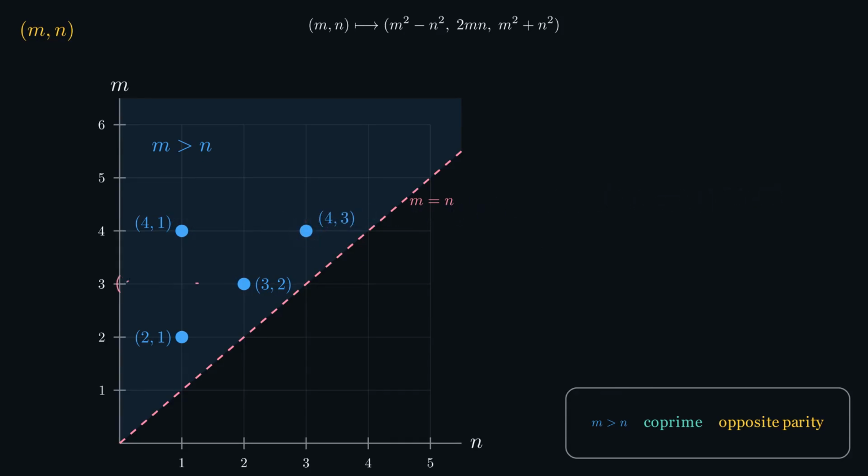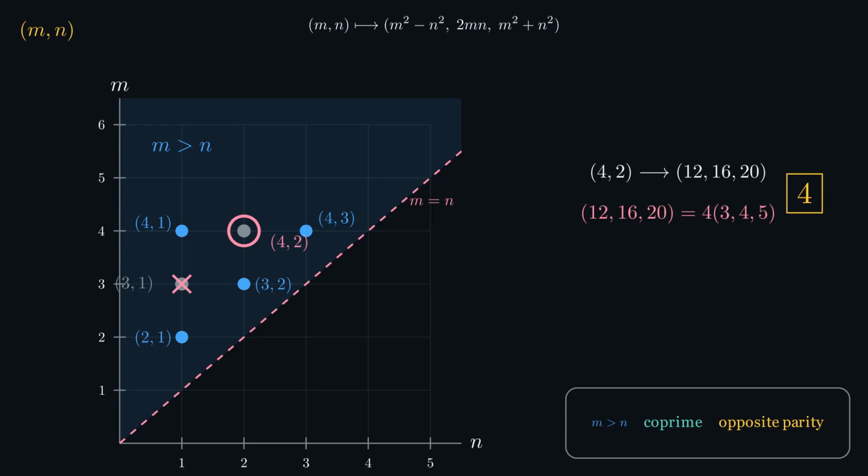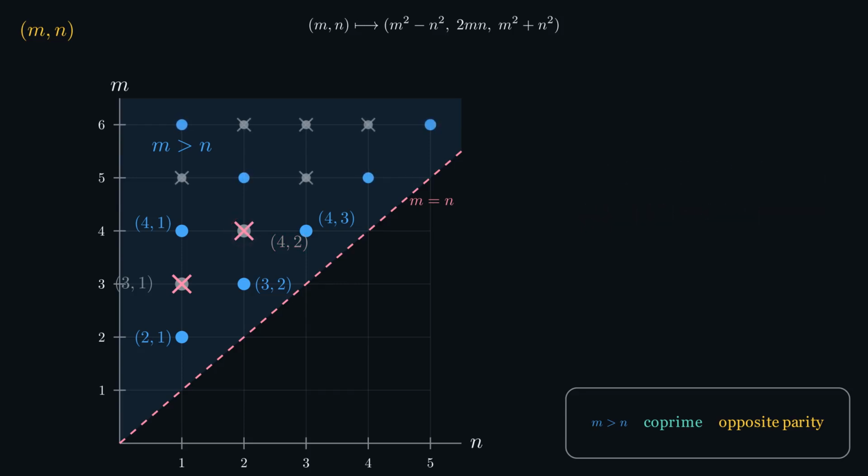Take m equals 2, n equals 1. Good address: coprime, opposite parity. Out comes 3, 4, 5. 3 and 2 gives 5, 12, 13. 4 and 1 gives 15, 8, 17. 4 and 3 gives 7, 24, 25.